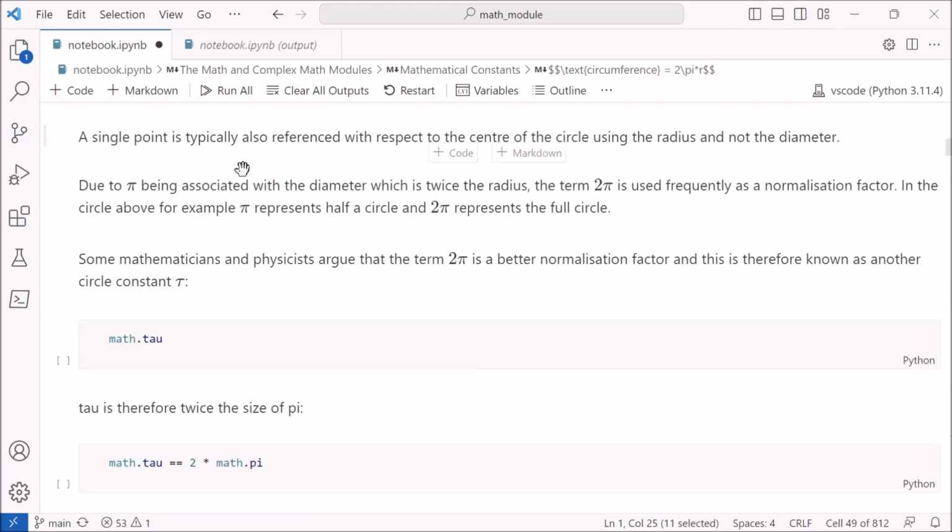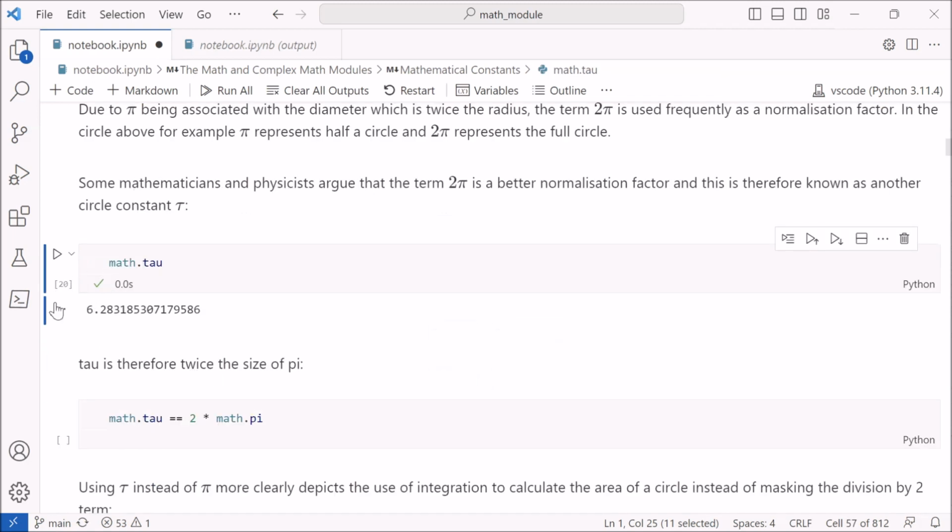So a single point is typically referenced with respect to the center of the circle using the radius and not the diameter. And due to pi being associated with the diameter, which is twice the radius, the term 2 pi is used frequently as a normalization factor. In the circle above, for example, pi represents only half the circle, and therefore 2 pi represents the full circle. So some mathematicians and physicists argue that the term 2 pi is a much better normalization factor, and this is therefore known as the circle constant tau.